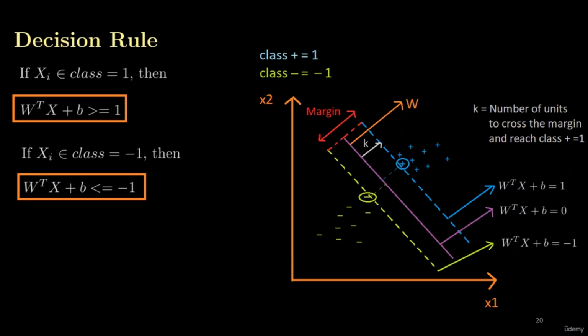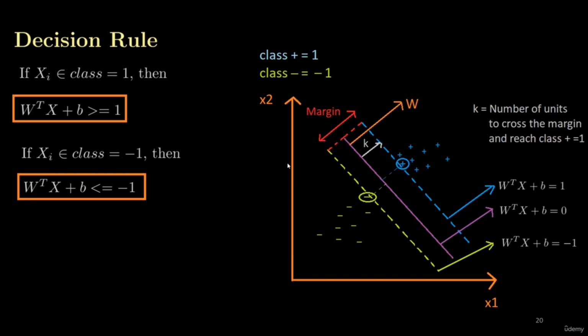In the previous two lectures, we discussed the mathematics of support vector machine in detail, and we also derived one of the most important parameters for the support vector machine, which was the k. We defined k as the number of units to cross the margin and reach the positive class. Furthermore, we discussed how we can set the value of k in order to make support vector machine a soft classifier or a hard classifier. Also, we discussed how k can be used to regularize the support vector machine.